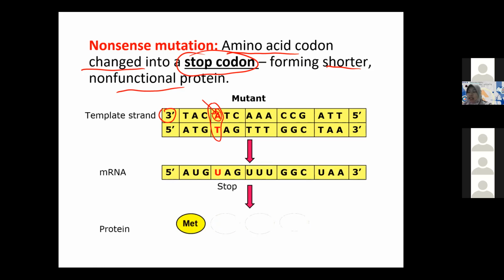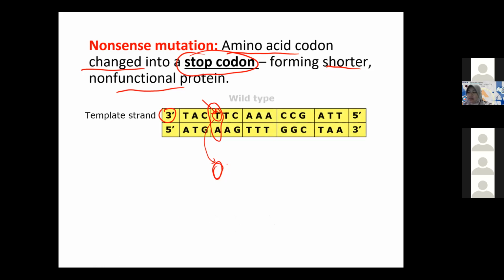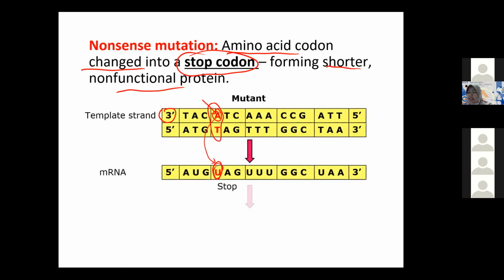So A of the DNA will be transcribed into U of the mRNA. So just now, our mRNA was supposed to be longer. Now you can see the sequence becomes UAG here. MET UAG. So UAG is a stop codon. So when there is a stop codon, the rest will be non-functional. So our amino acid is only MET, right? So this is what we call a nonsense mutation.